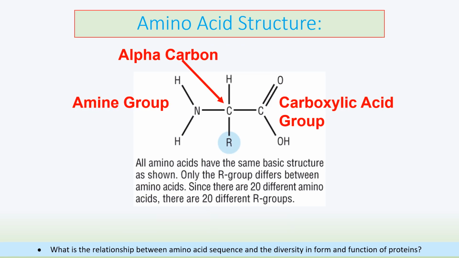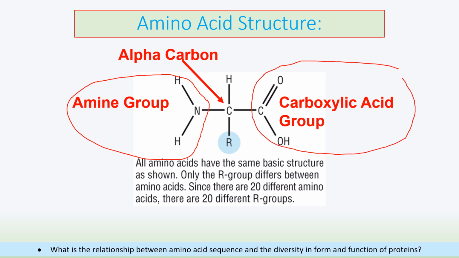So the monomer of a polypeptide is an amino acid, and you need to learn the amino acid structure. The amino acid basically has the following key parts. First of all, you have an amine group, which is this NH2 bit here. And there you have a carboxylic acid group, which is this C double bond O attached to a hydroxyl group here. And in the middle, the carbon is called the alpha carbon.